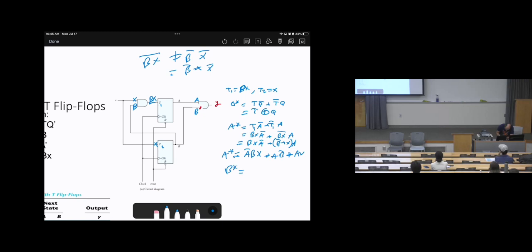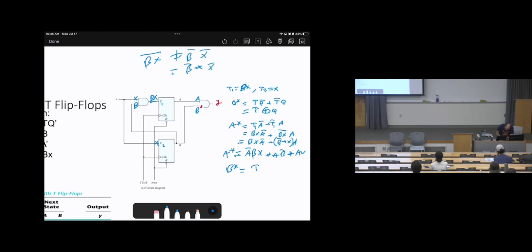Look at B star, which is T2 B bar plus T bar T2 bar times B. Then T2 equal to X, so it will be X B bar plus X bar B, or in other words, exclusive OR, which is X exclusive OR with B, and that's it, exclusive OR much easier. Yes? In the A star, I think it's supposed to be plus AX at the end, or AX bar. Yes, AX bar, actually, there was a typo mistake. Okay, thank you. Yes, AX bar, right.